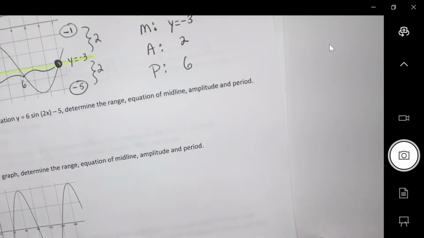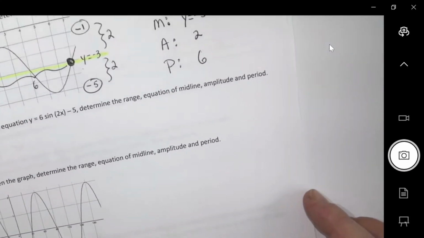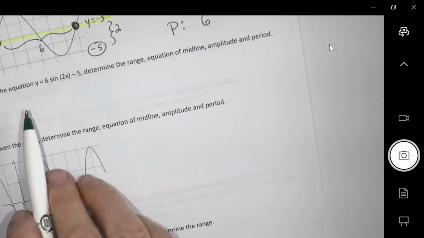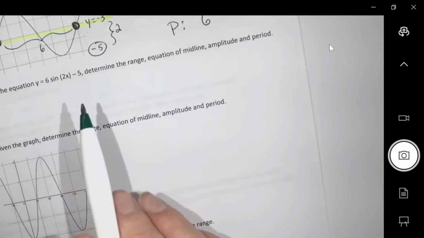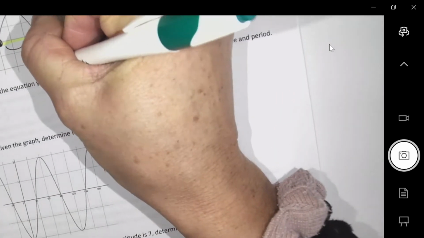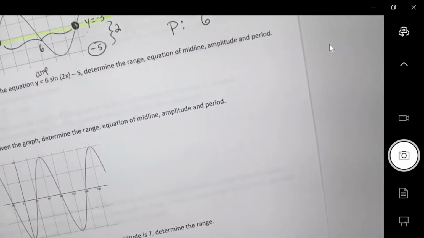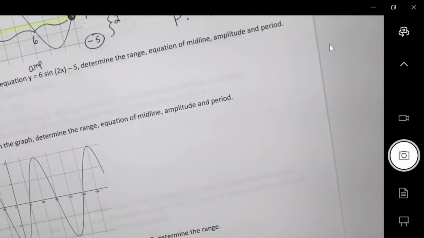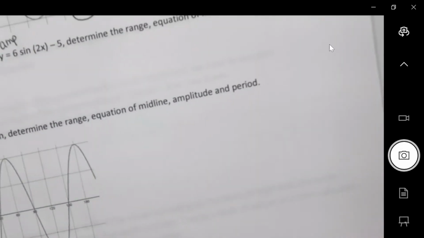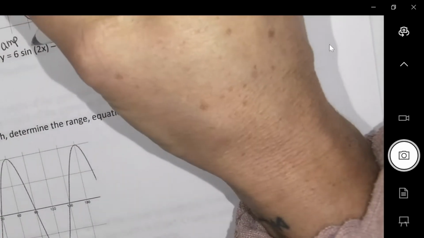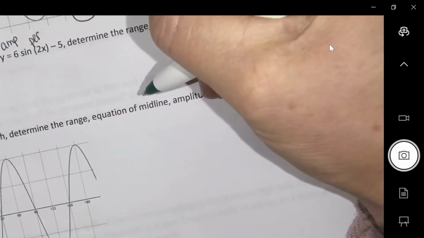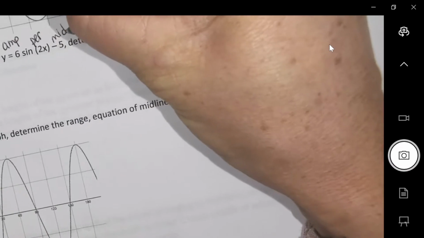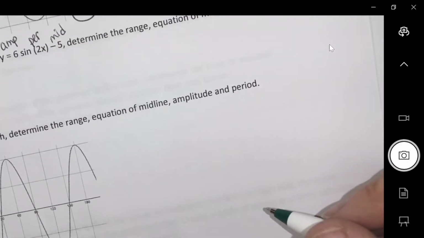Okay, now I gave you an equation, and you're going to have to figure this all out with an equation instead of a graph. Do you remember what each thing does in an equation? This changes our amplitude. This value in the middle here will change our period, and that would change our mid. Okay, you gotta have those three things down.